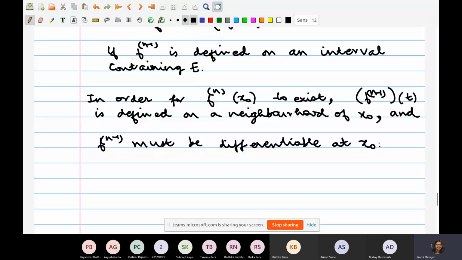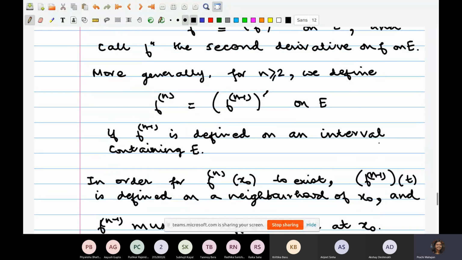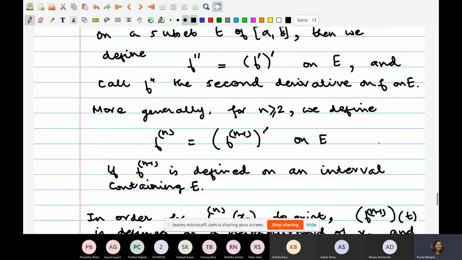Now let's do it one more step. Since the (n-1)th derivative must exist, let's look at the first assumption. Since the (n-1)th derivative must be defined on a neighborhood of the point x naught, what does it mean? It means that the (n-2)th derivative of f must be differentiable in that neighborhood, and so on. Is this okay with everybody? Yes, ma'am. Okay.